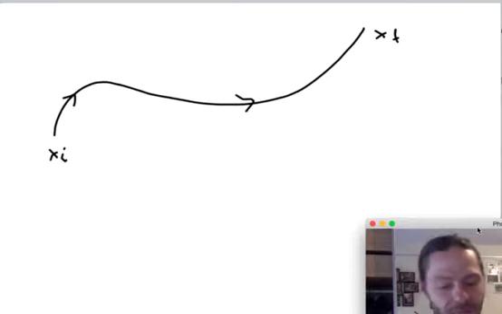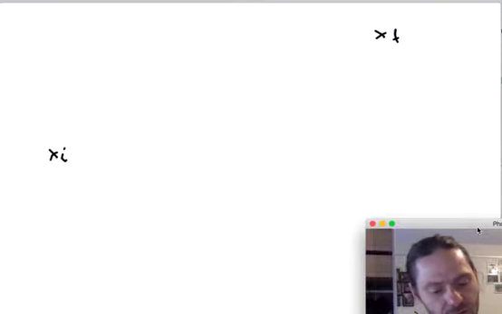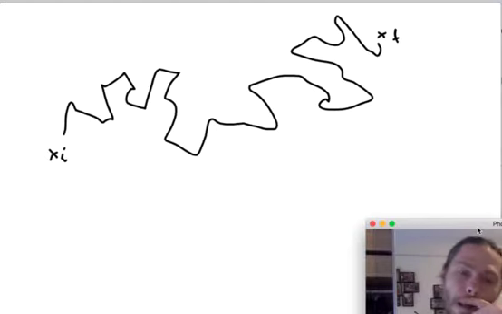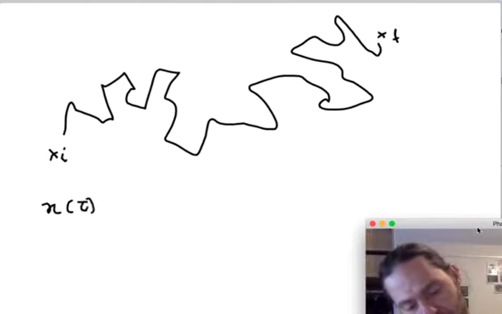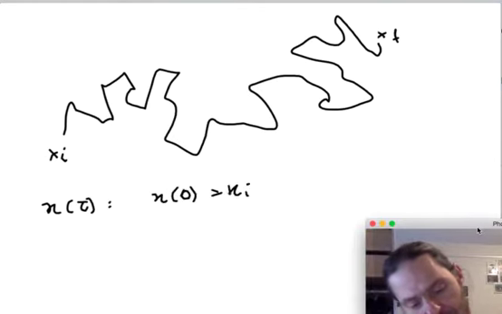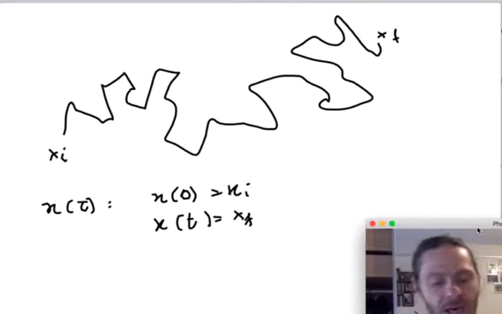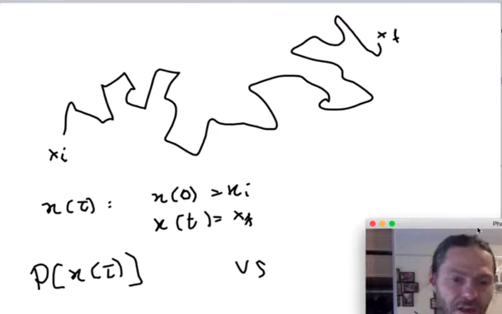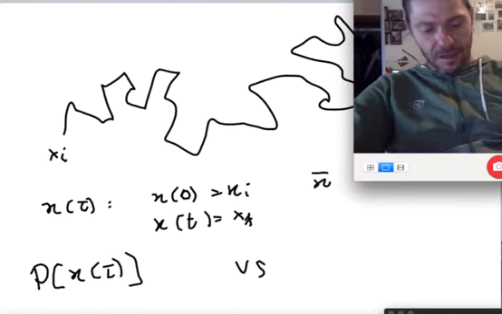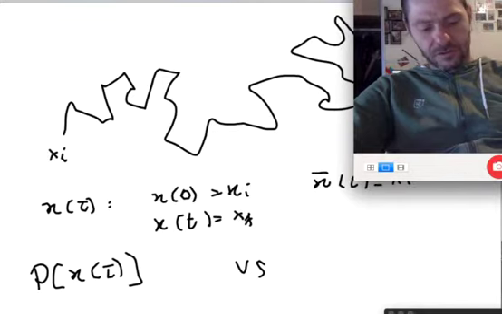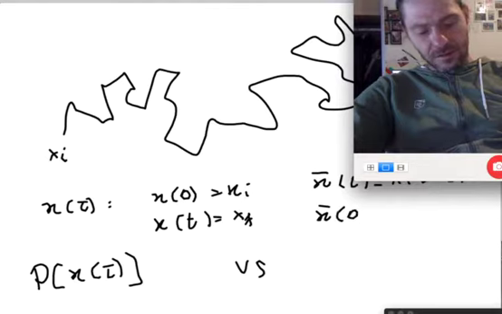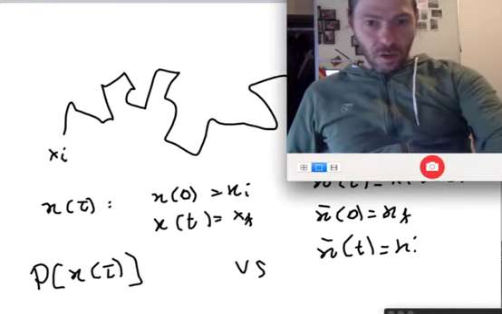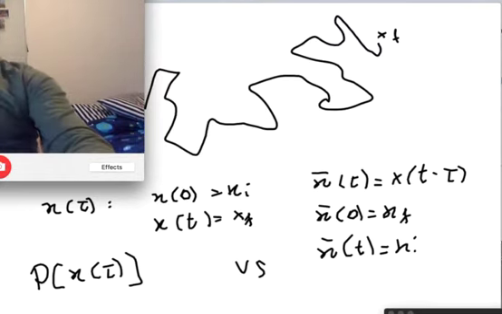So the probability of generating a path, now I drew the path in a smooth way. I should not have drawn it smooth. I should have drawn a stochastic path, because remember we are in the framework of stochastic dynamics. The probability of a path x(τ) such that x(0) is equal to x_i and x(t) is equal to x_f. And we want to compare the probability of this path with the probability of its reverse path. The reverse path is a path x̄, which is actually x(t − τ), and it has the opposite boundary condition: x̄(0) is equal to x_final, and x̄(t) is equal to x_initial. In addition, we want to reverse any external protocol acting on the system.